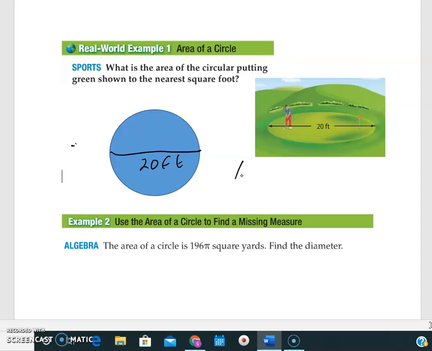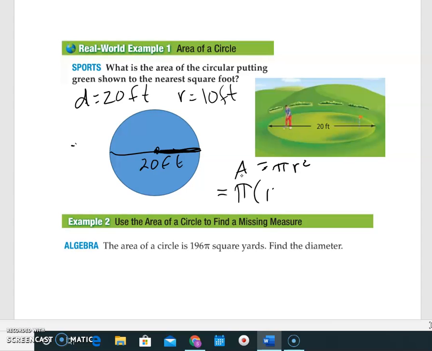And we want to find the area. So area is equal to pi times the radius squared. So obviously we need the radius. If the diameter is 20 feet, then the radius is going to be half of that length because the radius only goes from the center to the edge. So that's 10 feet. And we'll just plug it into our formula. So we've got pi times the radius, which is 10 feet squared. Well, I know that 10 squared is 100. So we've got 100 pi feet.